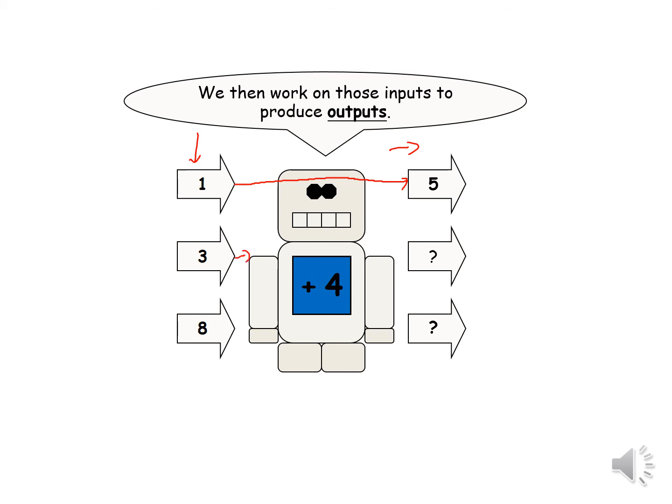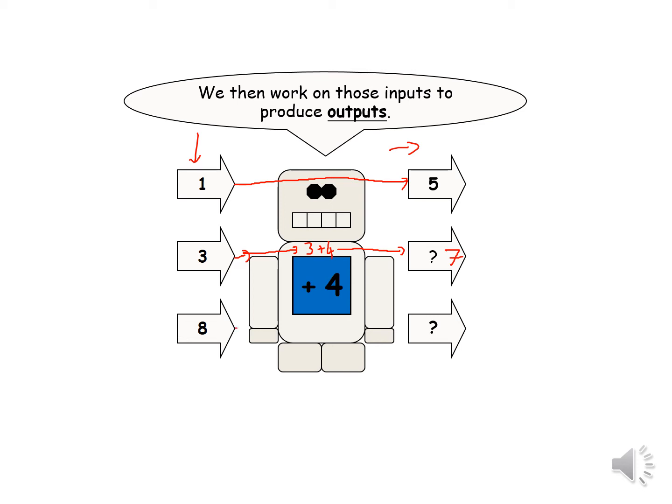So let's put 3 in. So we put 3 in. So we get to here, we do 3, add 4. So what comes out the other side? We do 3 add 4, which gives us 7. So 7 is our output when we put 3 into the function machine.